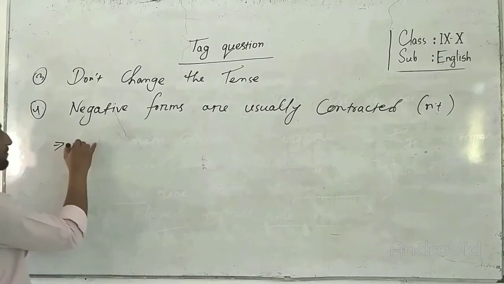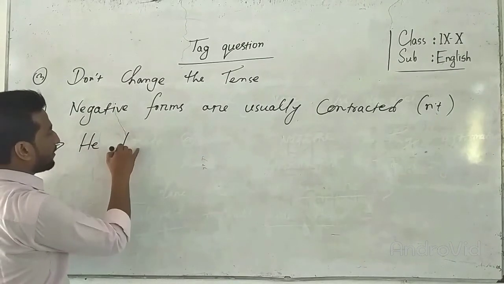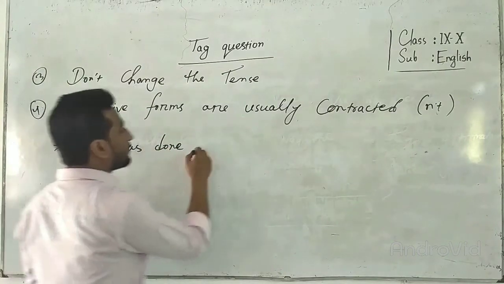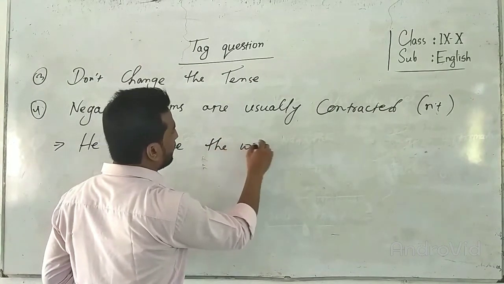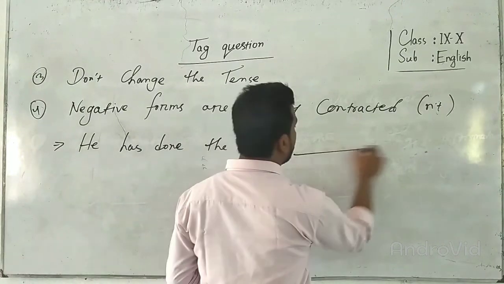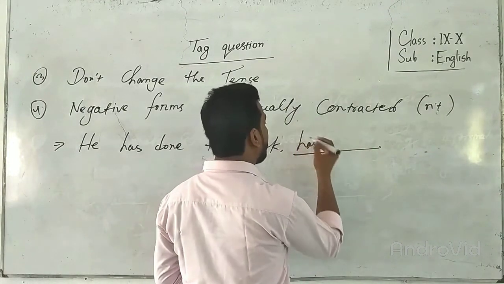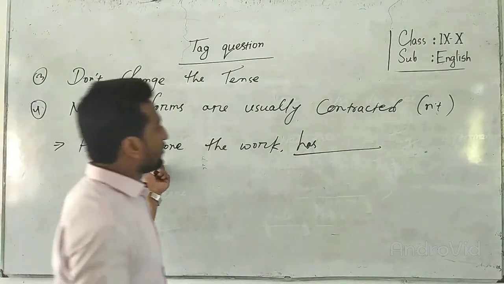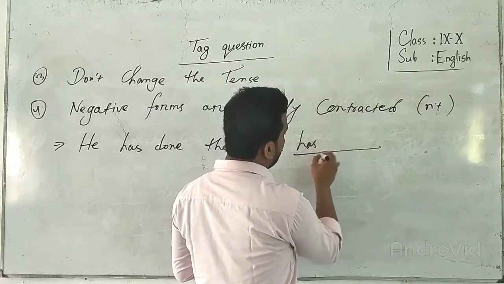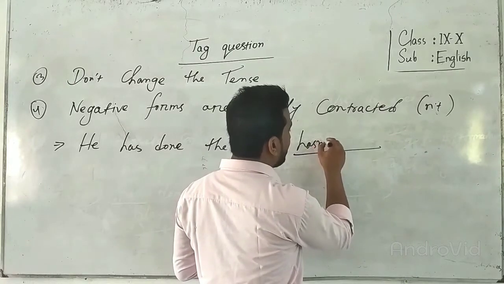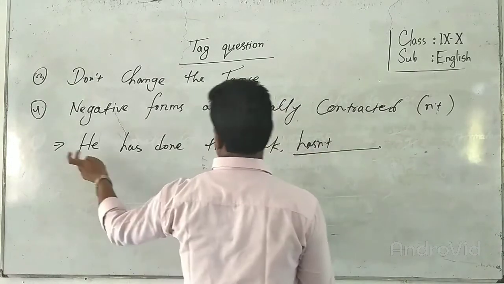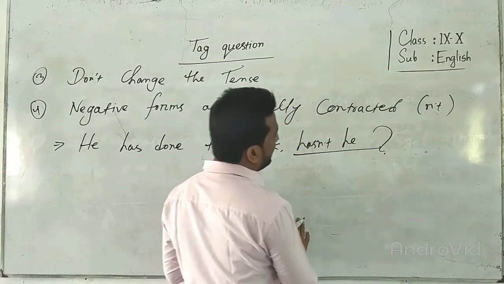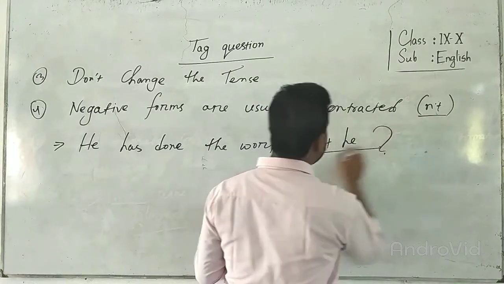For example, he has done the work. Here the auxiliary is has. The clause is affirmative, so there is to form negative, n't. The subject is he, so here is also he. We have to remember in mind that not is always n't.